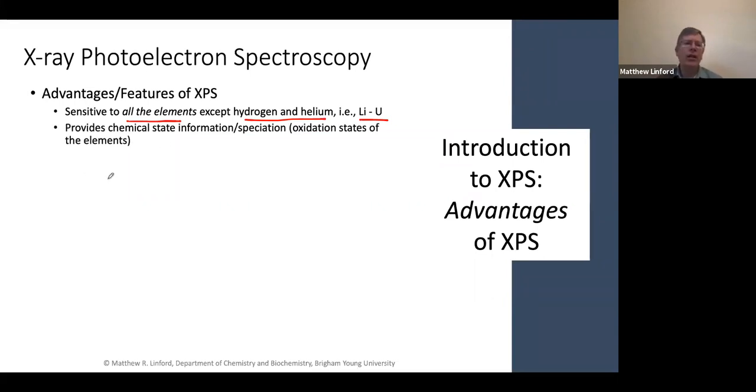As I mentioned, XPS provides chemical state information, you might say speciation, of the elements there. What oxidation states are present? Well, XPS can give that to you, and it can do it quantitatively. Very powerful information. Here it is, it's quantitative. XPS is a quantitative tool.